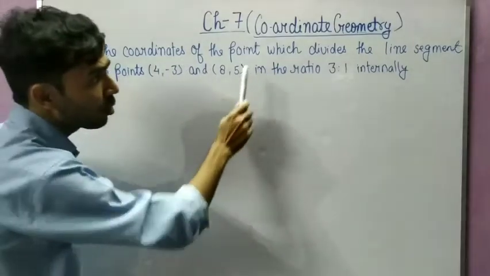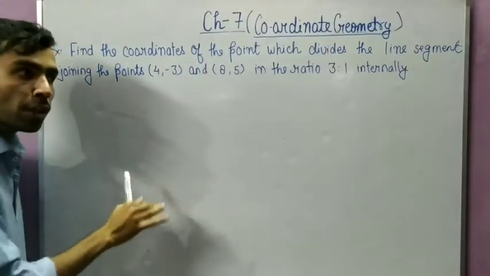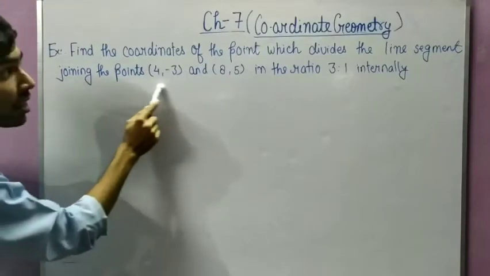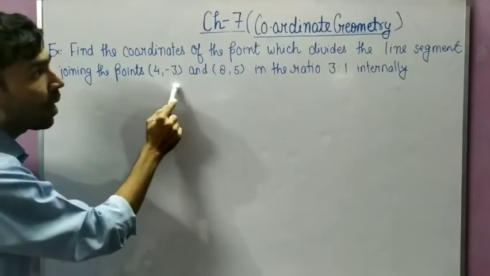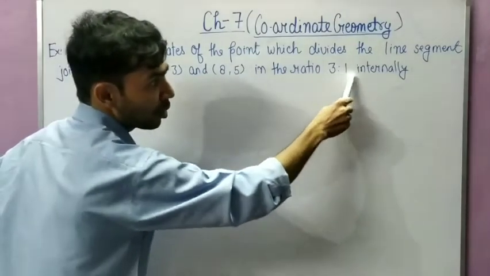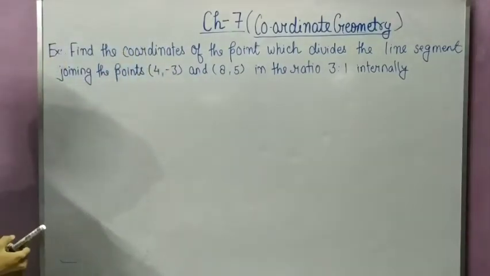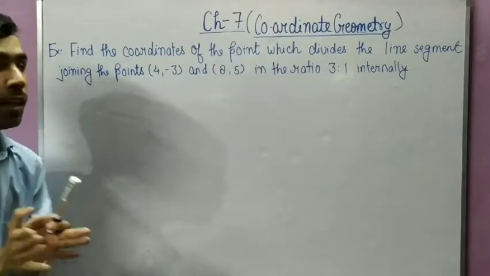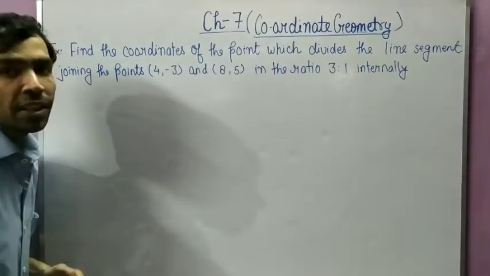Find the coordinates of the point. हमें उस पॉइंट का कोऑर्डिनेट फाइंड करना है which divides the line segment joining the points (4, -3) and (8, 5) in the ratio 3:1 internally. अब देखो, एक पॉइंट है जो कि उस लाइन सेगमेंट को डिवाइड कर रहा है जो कि इन दोनों पॉइंट्स को ज्वाइन करने से बनती है.